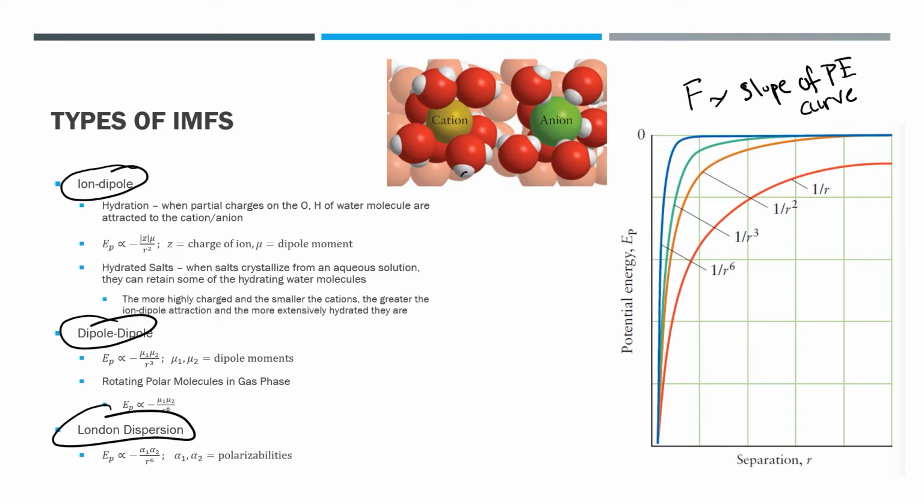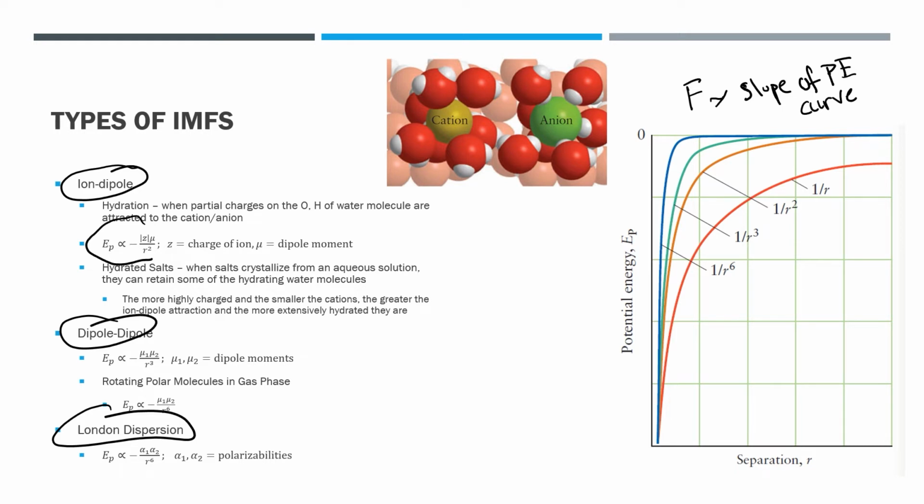But what I really want to focus on is the potential energy curves, right? We see that the potential energy for an ion dipole is proportional to the charge of the ion and the dipole moment of the dipole, right? So the charge of the ion tells us, okay, if it's a higher charge, there's going to be greater attraction. There's going to be lower potential energy. That makes sense. Greater attraction, right? So the higher the charge of the ion, the greater the attraction.